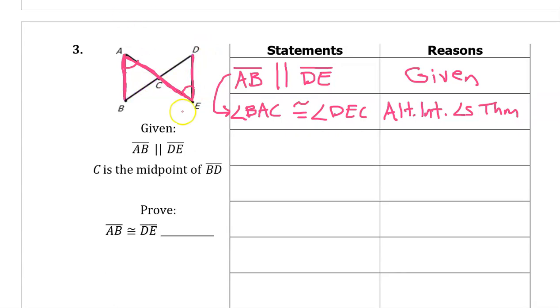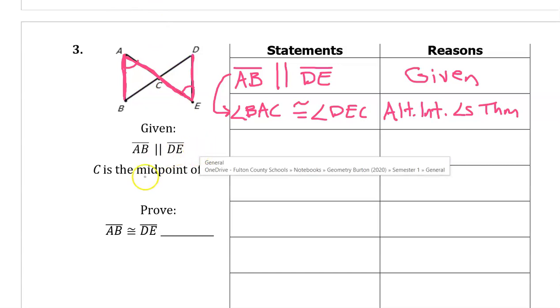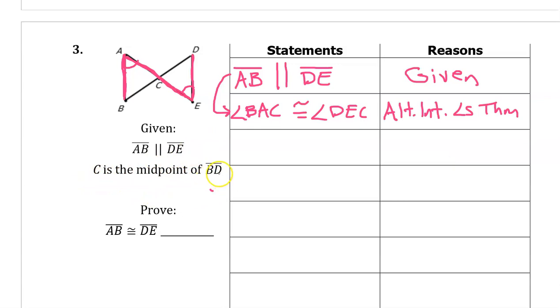All right, well, let's go back to this. We also know that C is the midpoint of BD. So that's another given, so let's write it down. Notice I didn't just write the two givens in a row. Because the first given was not a congruent statement, I took an extra row to make a congruent statement out of it. So then I move on to the next given.